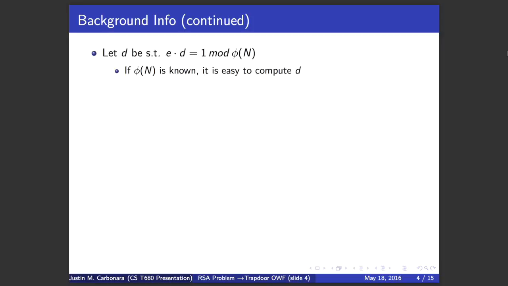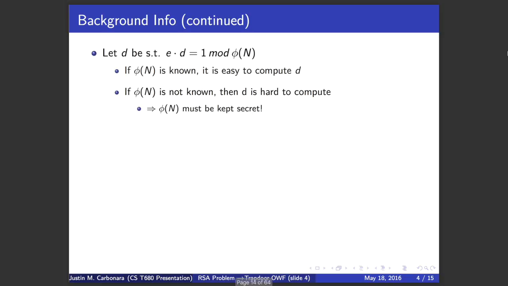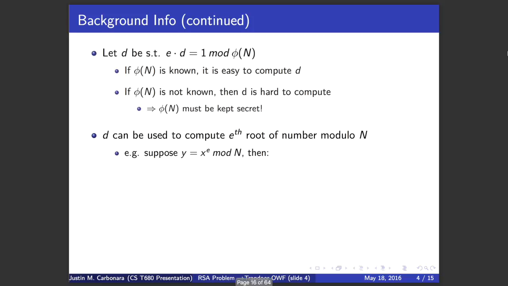Notice that if phi of n is known, it's easy to compute D, but if phi of n is not known, then D is hard to compute. This means phi of n must be kept secret. This is because D can be used to compute the eth roots of a number modulo n.